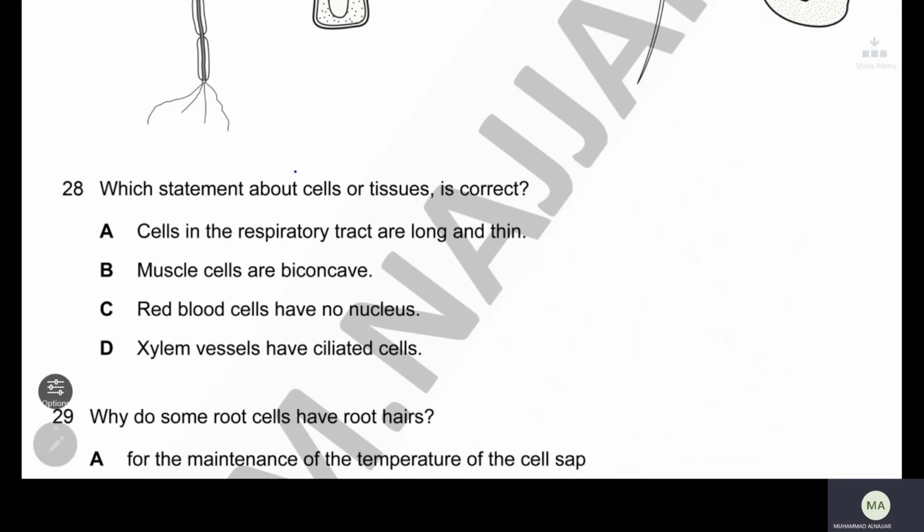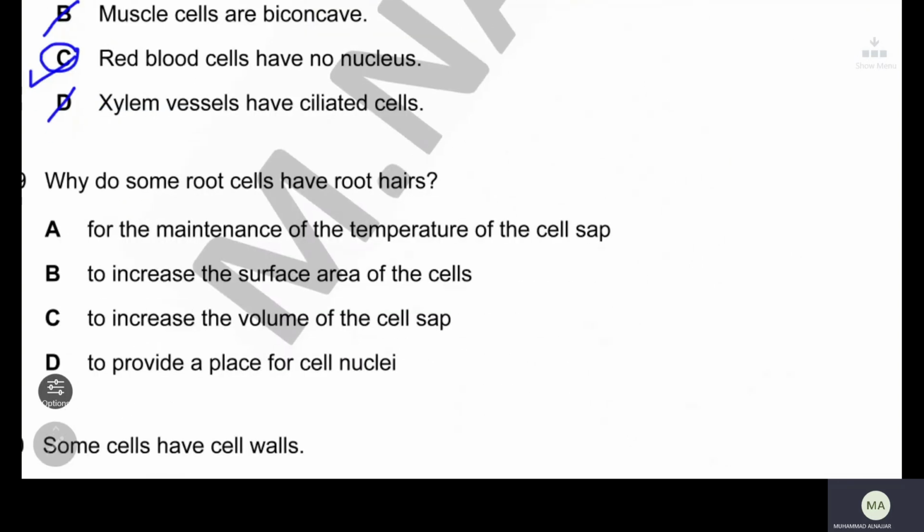Option A, cells in the respiratory tract are long and thin. No, it is not. B, muscle cells are biconcave. No, the red blood cells are biconcave. C, red blood cells have no nucleus. Yes, that is correct. The RBCs lack nuclei, or they have no nucleus. D, xylem vessels have ciliated cells. Surely no, xylem do not have any sort of ciliated cells. So let's go for the next question.